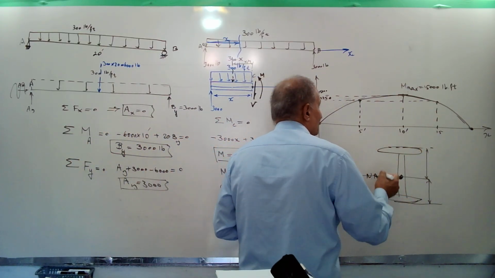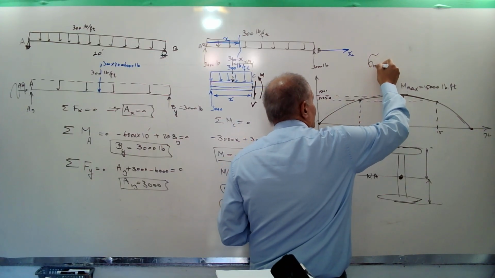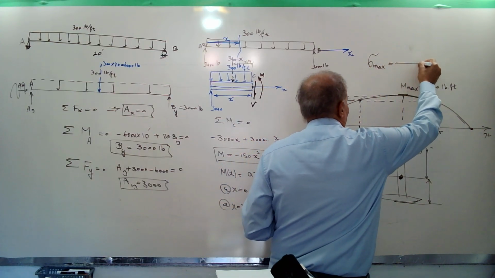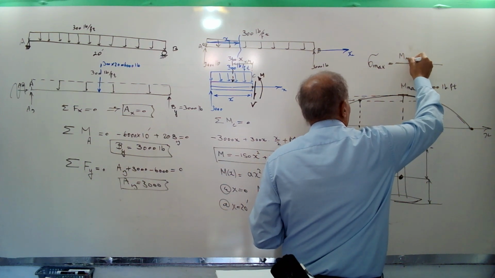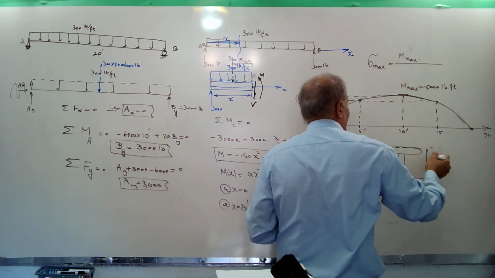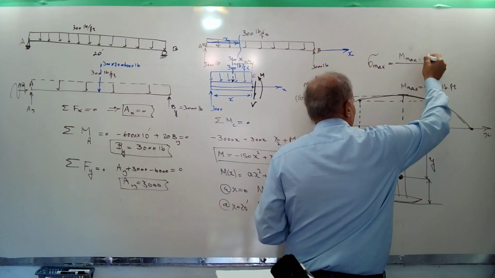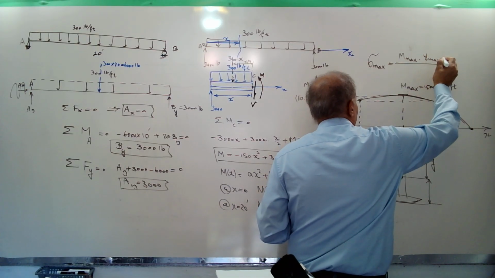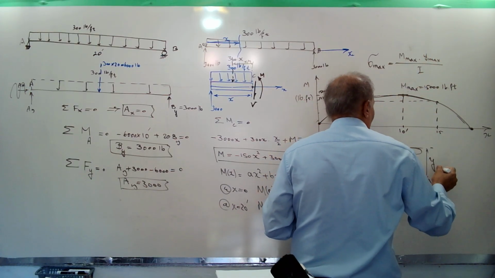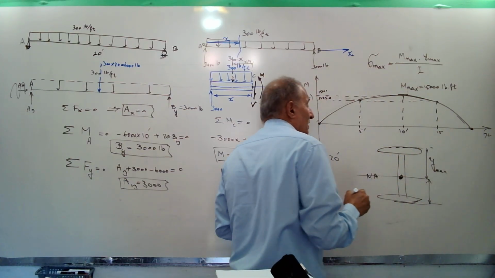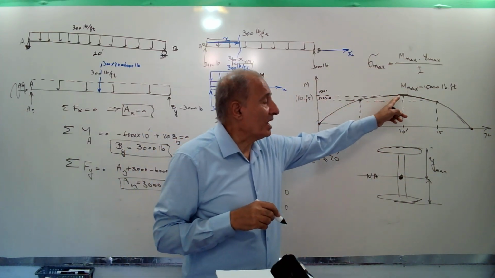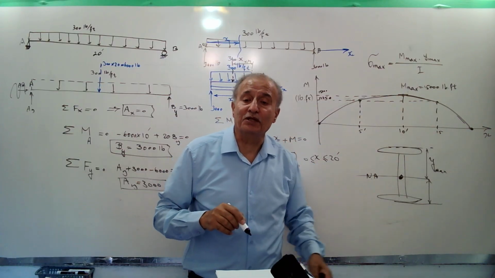Again, the maximum bending stress is equal to M max times the maximum distance from the axis, y max, divided by the moment of inertia. Then for M max, we need to draw the bending moment diagram.